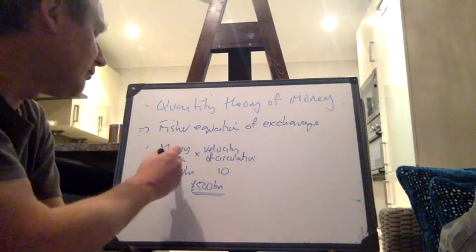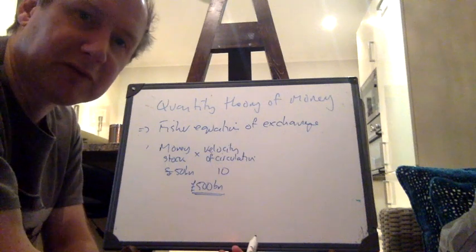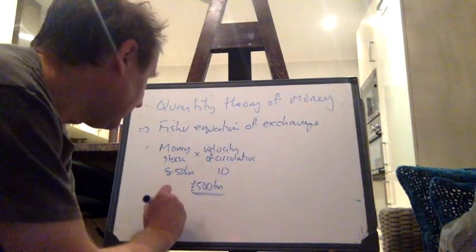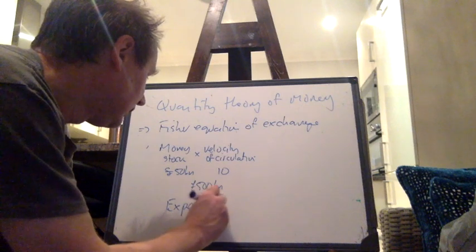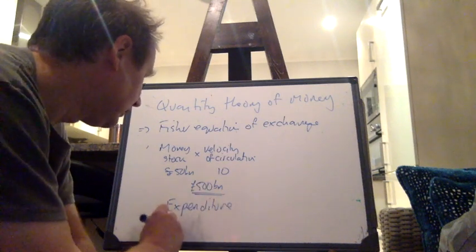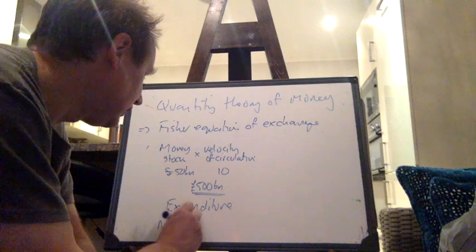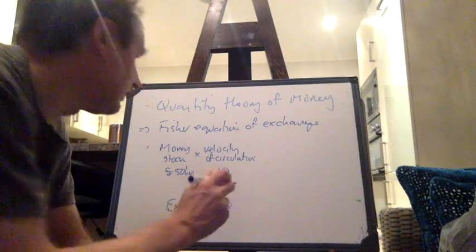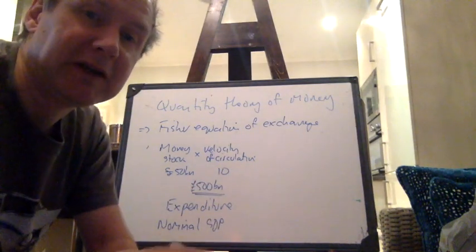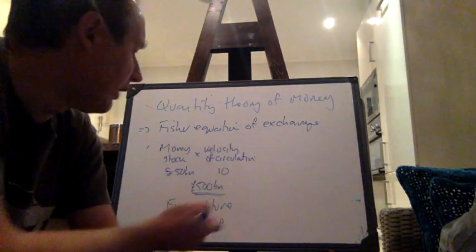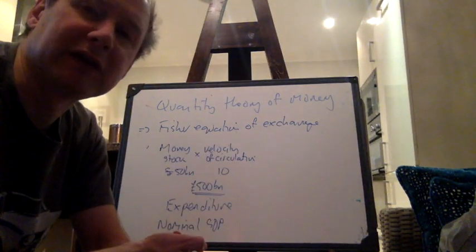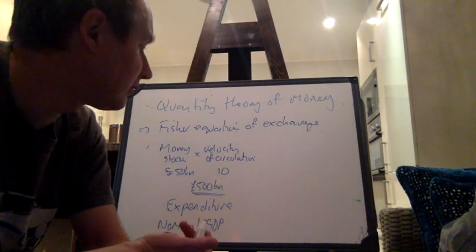So what must that be? The amount of money times the number of times it's spent. That must be expenditure. And expenditure is just GDP. We can measure GDP in a variety of ways. I'll show you how in a minute. But essentially, that's GDP. He said, well, that's one way in which we could break down GDP. We could say it's the money stock times the velocity of circulation.